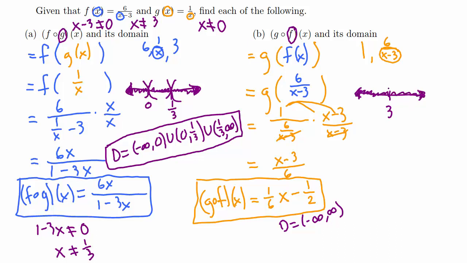But I can use everything to the left of 3 and everything to the right of 3. I just can't use 3. So the actual domain for this function is negative infinity to 3, union 3 to infinity.